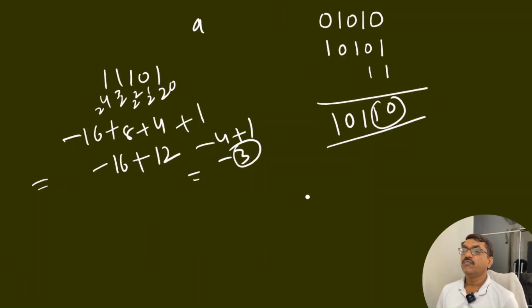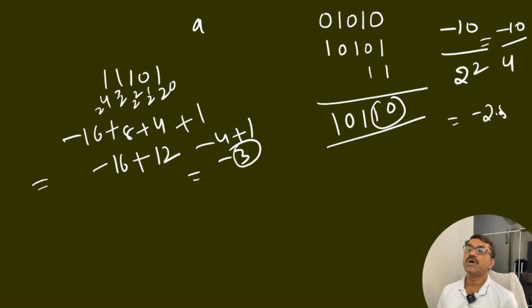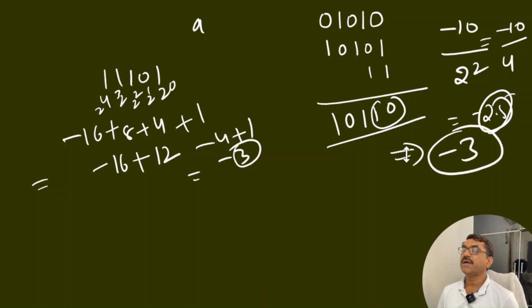See here, we have taken the number minus 10, right? We are dividing minus 10 by 2 to the power of 2. That means minus 10 by 4. That means we are going to get minus 2.5. But floor, it is going to take the result we are going to obtain is minus 3.